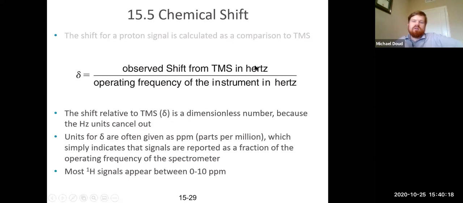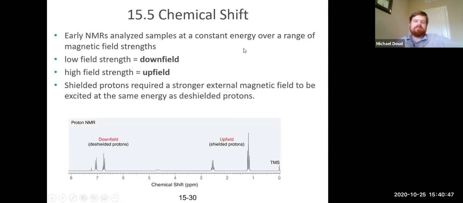Because the hertz and hertz cancel out, we end up with a dimensionless unit. We use this delta here to represent it. And we give these units in parts per million because it gets rid of that 10 to the 6th number that we have. The proton signals that we're going to talk about, almost all of them come between 0 and 10 parts per million. A handful come below 0, and a handful come above 10. But 99% of the time, you're going to see your proton signals between 0 and 10 parts per million.